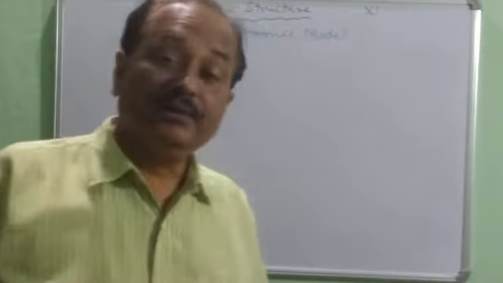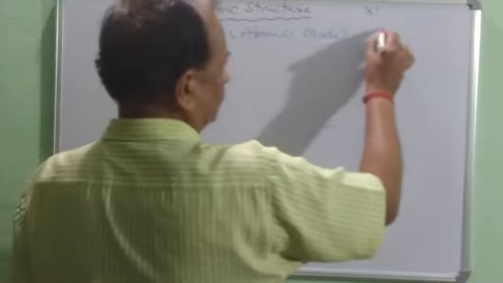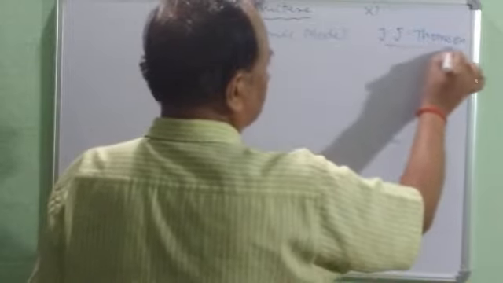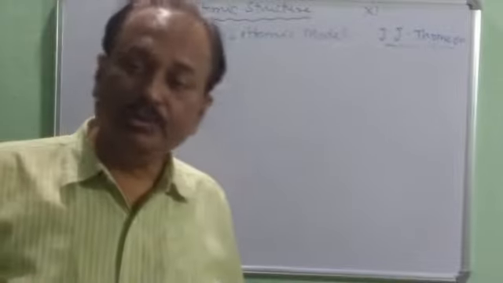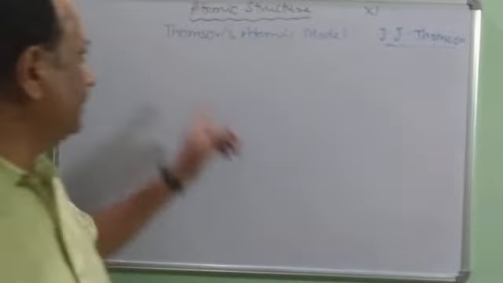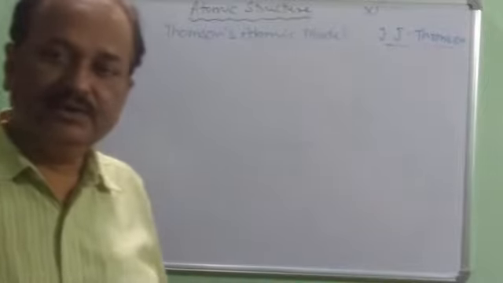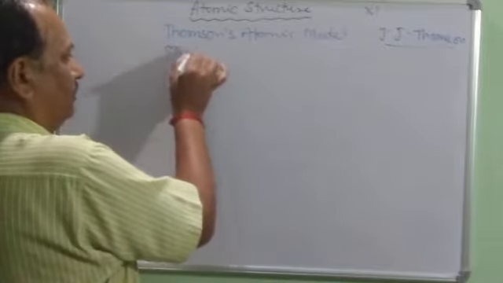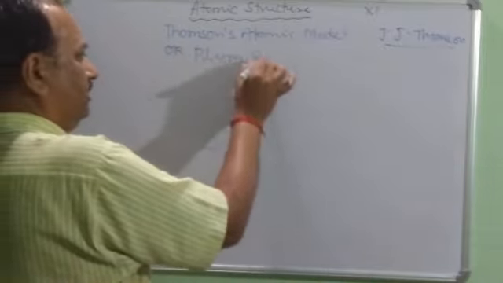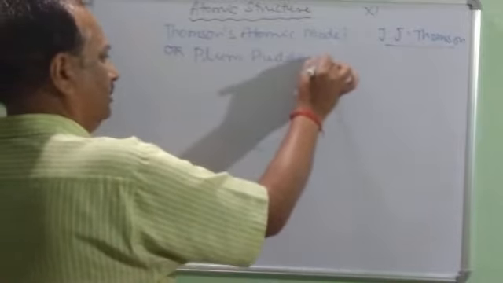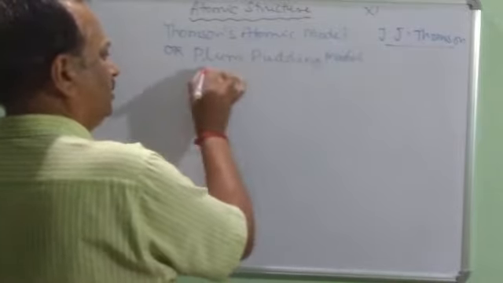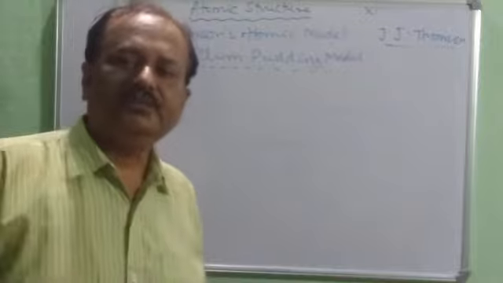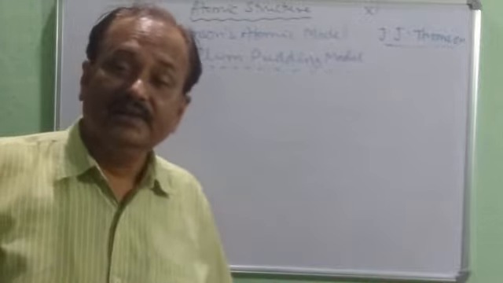Actually, there was a scientist named J.J. Thomson. Thomson was the first person to propose an atomic model, and it is called Thomson's atomic model. As you have read in junior classes, it is also called the Plum pudding model. Actually, the Plum pudding model was not based on any experimental facts. It was just based on some imagination and arbitrariness.